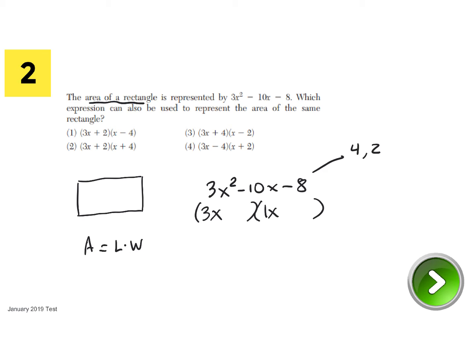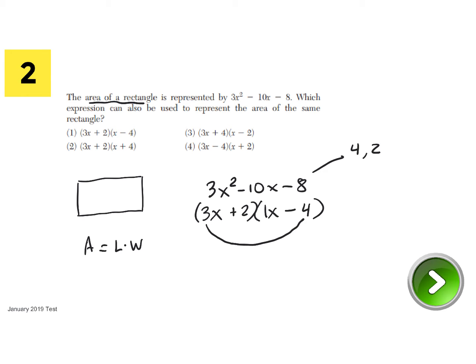So remember, you're trying to get a negative 10 in the middle. So if you do your 4 here, that is going to give you a 12. So keep in mind you want that to be negative because you know you need a negative 10 in the middle, so you would do your 2 here.